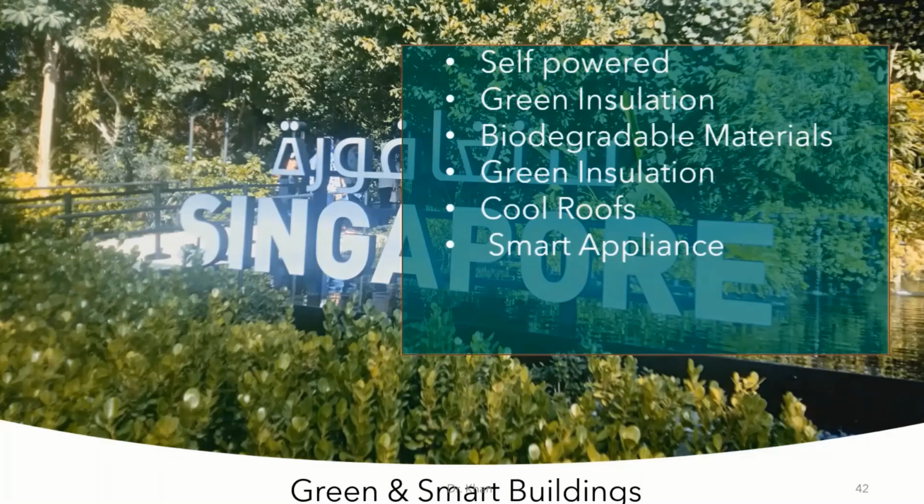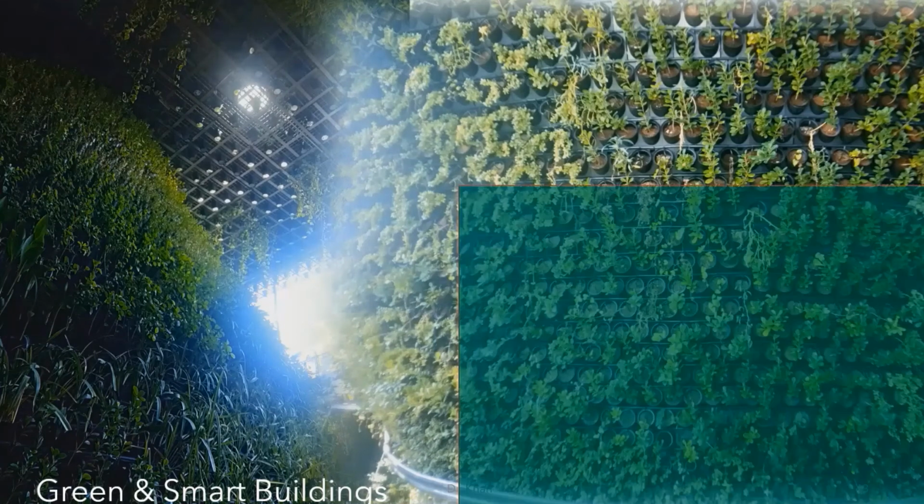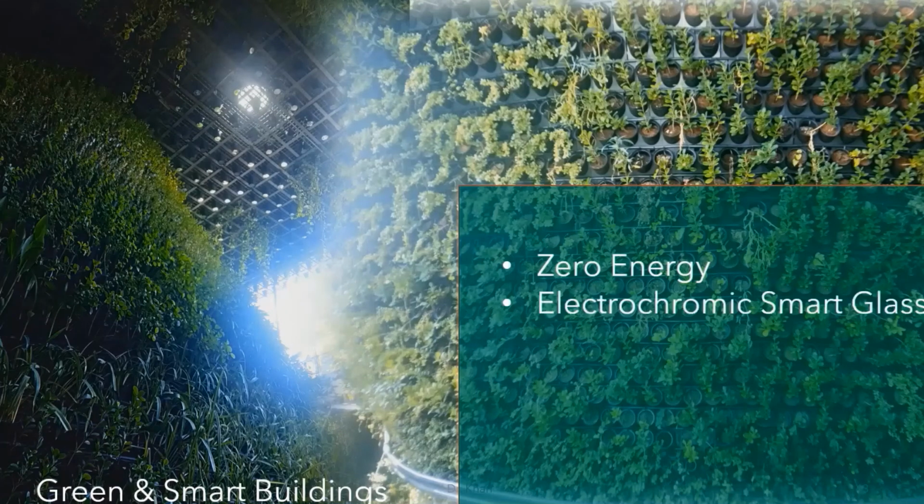So this is actually a picture of the Singapore Pavilion and the concept of vertical farming. So you can see how beautiful it looks. It has zero energy, of course, because the entire building is self-powered. They're using some kind of energy harvesting technology, be it solar technology or wind turbines, and you can use electrochromic smart glass. The thing about electrochromic smart glass is that you can connect it with IoT, the Internet of Things, and you can monitor the amount of solar radiation you want to block.